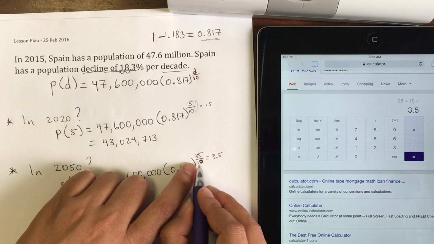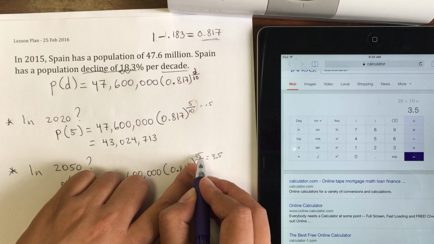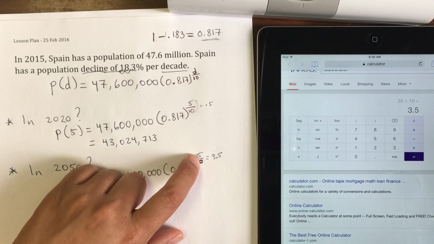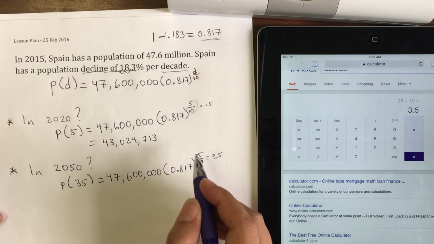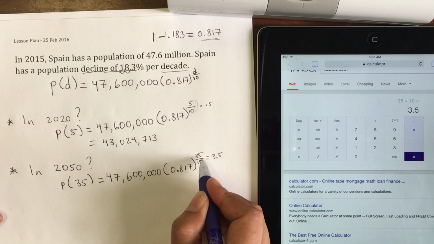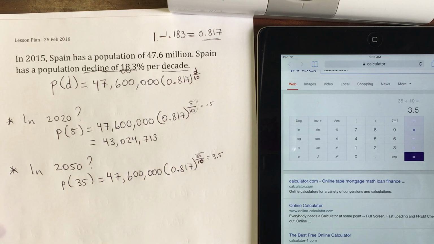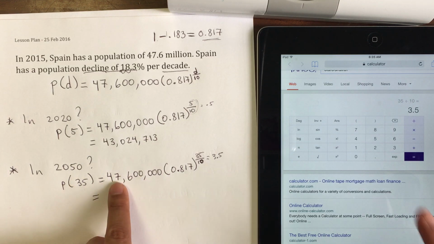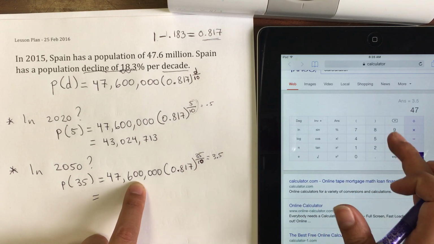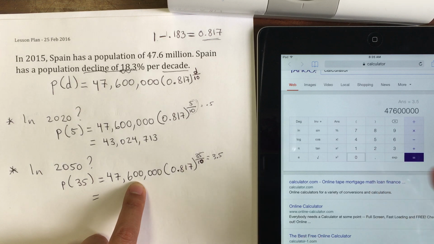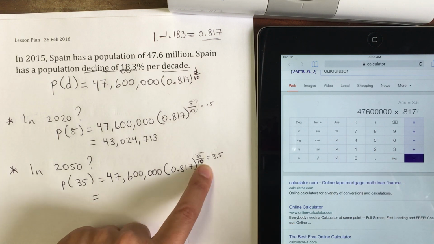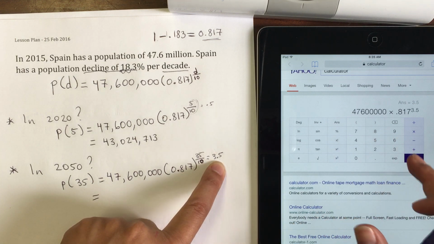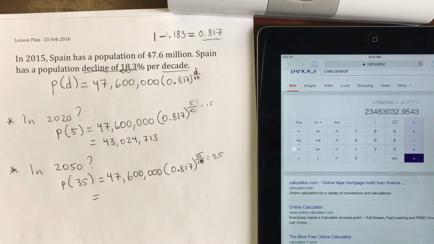But a trick is that whenever you divide by a number with 1 and 0, all you have to do is move the decimal back one space. And if you're multiplying, move the decimal one space to the front. Okay, if there are 2 zeros, move the decimal twice. And so now we can plug it into the calculator. So it's going to be 47,600,000 times 0.817 to the 3.5, which is 3.5 decades.